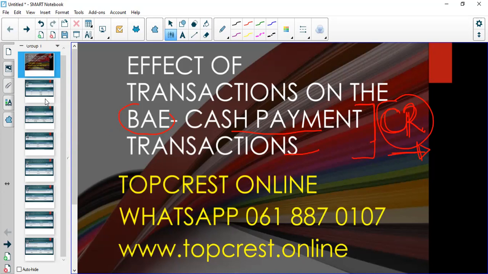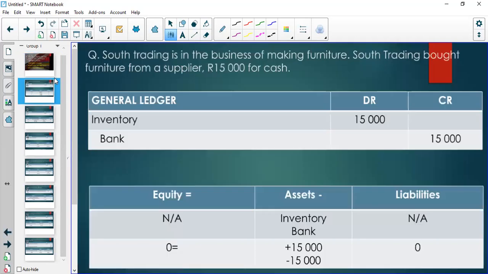All right. So let's have a look at some of these transactions that are cash payment transactions, and let's see how they affect the basic accounting equation. And like we said, the credit side is a given, right? So we have an entity called South Trading, and this entity is in the business of making furniture. So they bought furniture from a supplier, 15,000 Rand for cash.